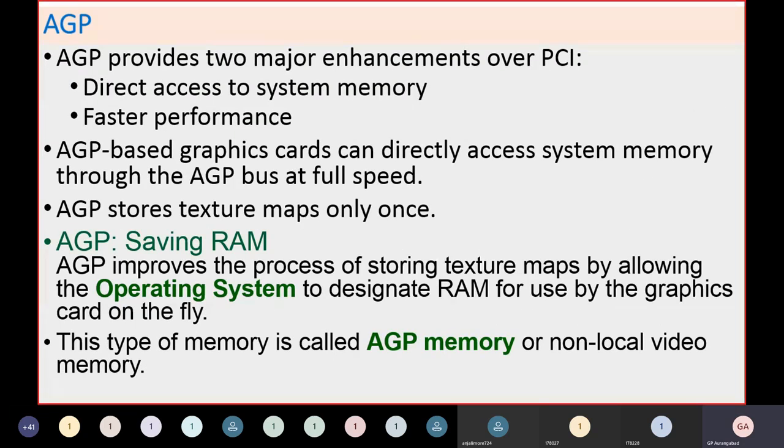AGP provides two major enhancements over PCI. Now we have to see actually PCI, that is Peripheral Component Interconnect. That is also a bus system. It is basically a much better system, but it is in competition with AGP. So AGP is somewhat better than PCI.